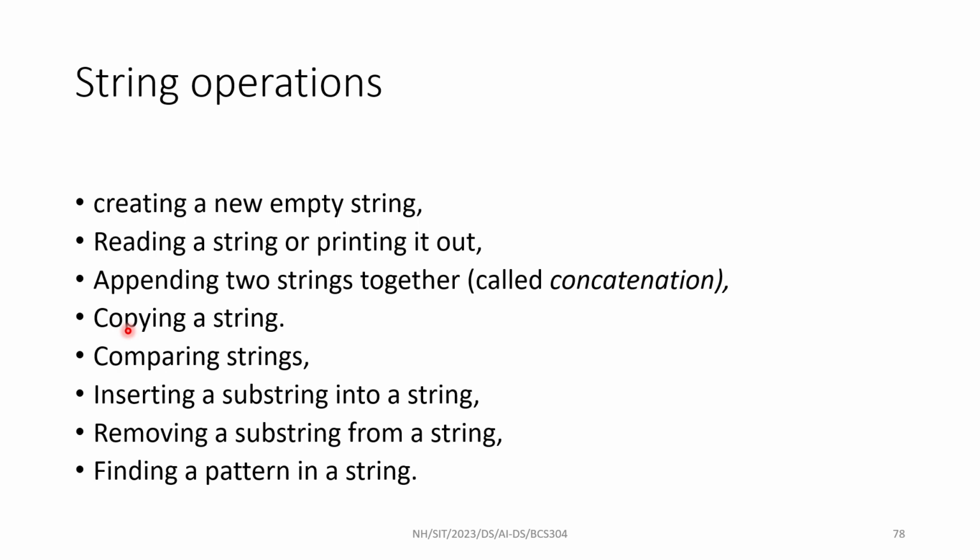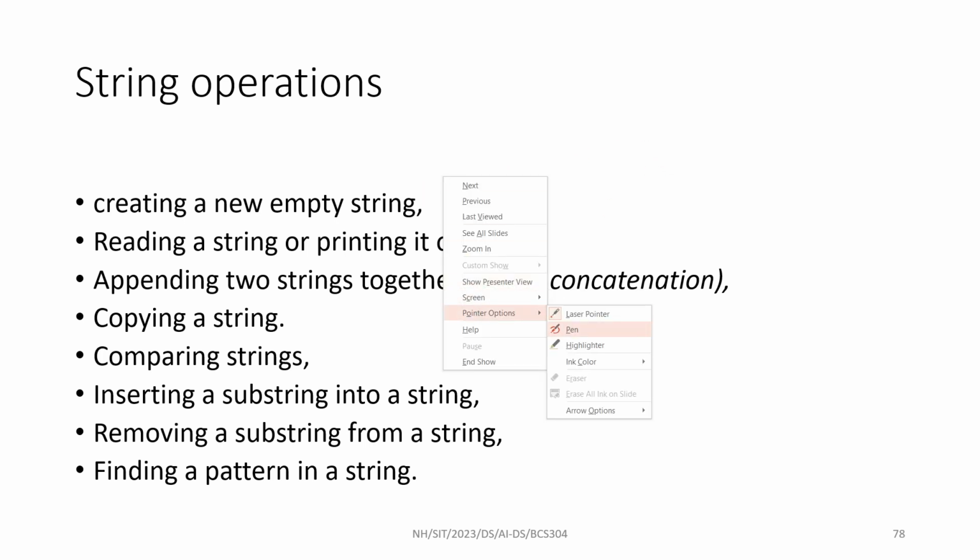That is the copy operation. You can also compare two strings, whether they are equal, whether they are not equal, whether the first string comes before the second string, whether the first string comes after the second string, like in dictionary order. This is the comparison operation. Or you can insert a particular string within another. That is insertion. Or you can remove a part of the string. That is the remove operation. Then we can also find out whether a pattern is there in the string or not. Let us take all these with simple examples.